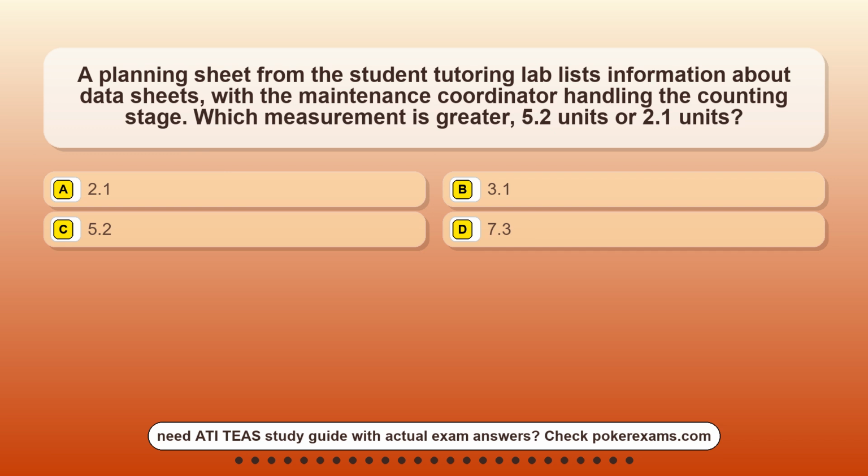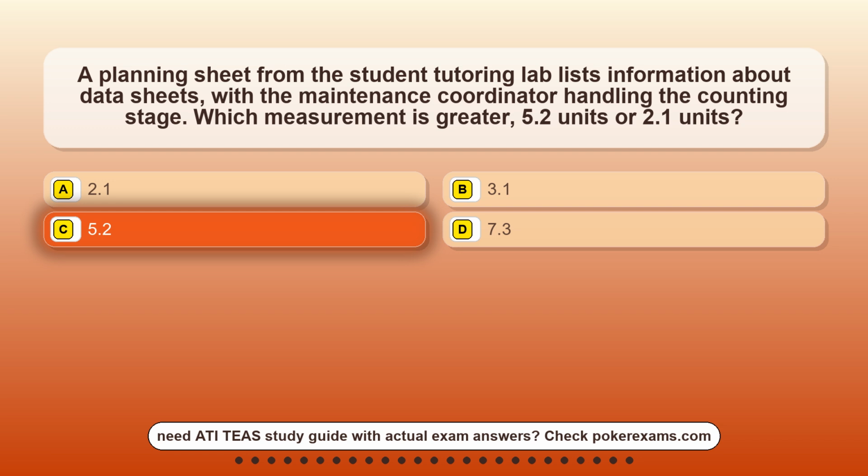Question 3. A planning sheet from the student tutoring lab lists information about data sheets, with the maintenance coordinator handling the counting stage. Which measurement is greater, 5.2 units or 2.1 units? Option A, 2.1. Option B, 3.1. Option C, 5.2. Option D, 7.3. The correct answer is option C, 5.2.